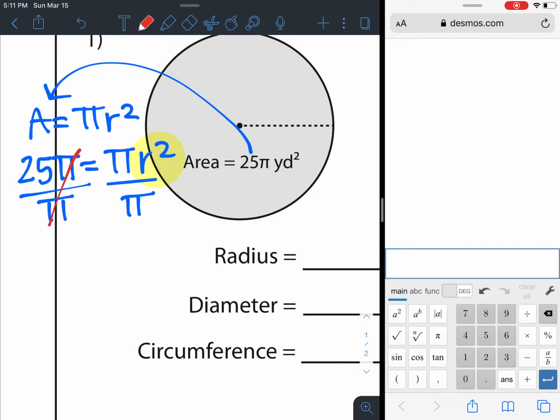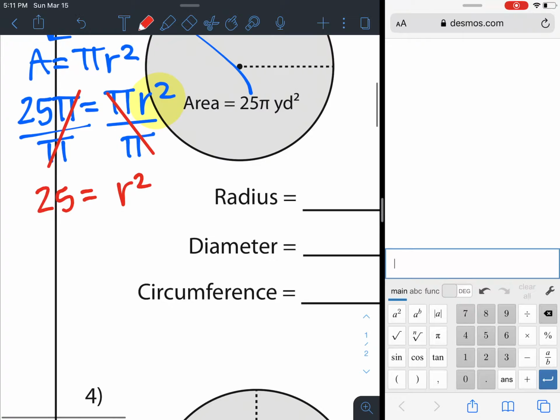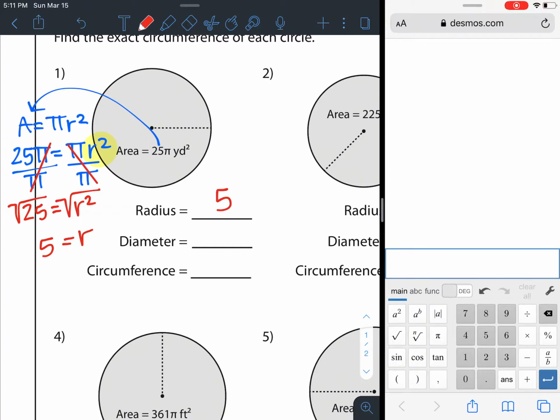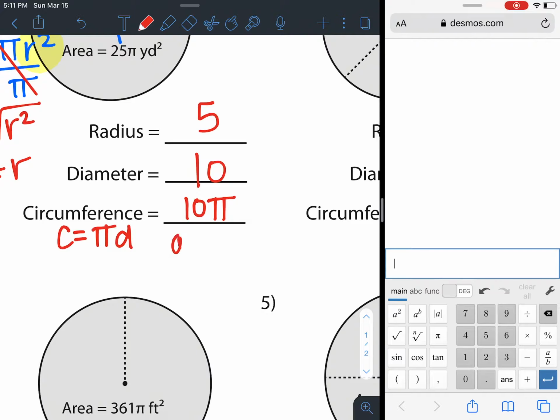For this entire worksheet, it's nice because the pi's cancel out. So then 25 equals r squared. The opposite of squaring is a square root, so r equals 5. The radius is 5. If the radius is 5, then twice that, the diameter, is 10. Our formula for circumference is pi times diameter, so just 10 pi. If you don't want to leave it in terms of pi, that's fine. 10 times 3.14 gives us 31.4.